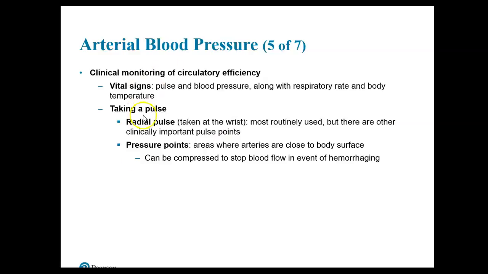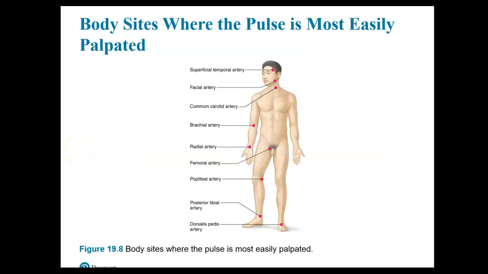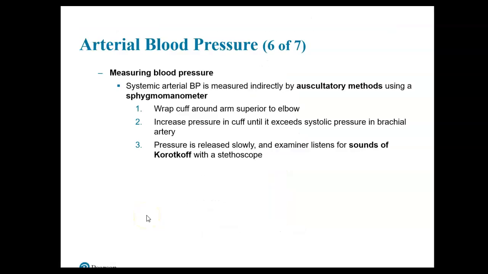You can take a pulse at the radial pulse at the wrist, or there are other pressure points where you can take a pulse, like the carotid artery. You can easily palpate the pulse at the common carotid artery or the radial artery. Those are real easy. In little kids, you might use the posterior tibial artery or the dorsalis pedis artery down at the feet. The blood pressure cuff is called a sphygmomanometer.